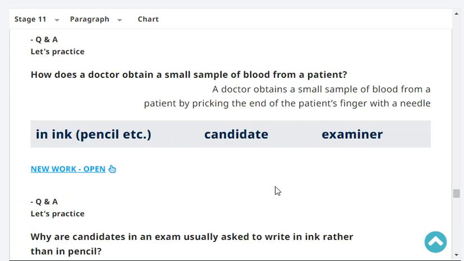How does a doctor obtain a small sample of blood from a patient? A doctor obtains a small sample of blood from a patient by pricking the end of a patient's finger with a needle. Very good.